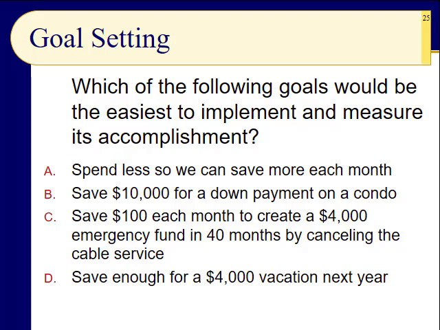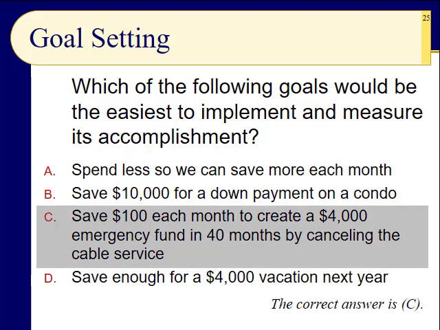There's a lot of things wrong with it. First of all, how much is less? How much is more? How long is it going to take you? And what are you going to do to get there? Whereas B and D are more specific, but not specific enough. C is the only goal which has a quantifiable, measurable objective, a $4,000 emergency fund. How long are we going to get it there? 40 months, intermediate term. What are we going to do? Cancel the cable service and save $100 a month.